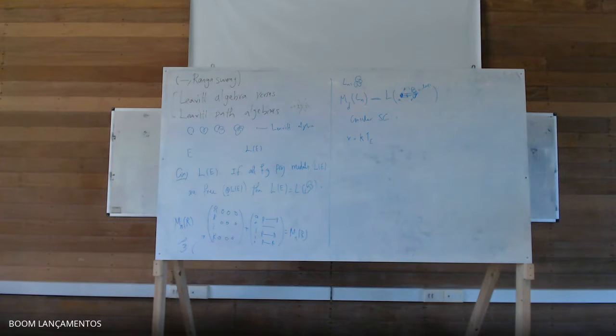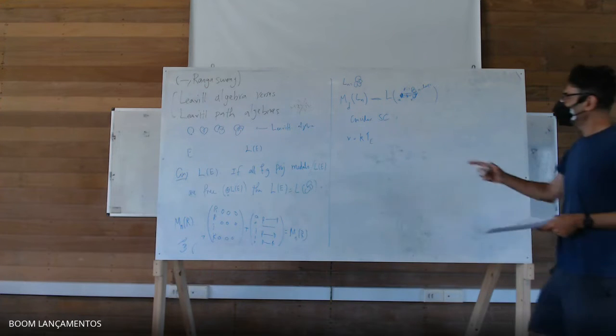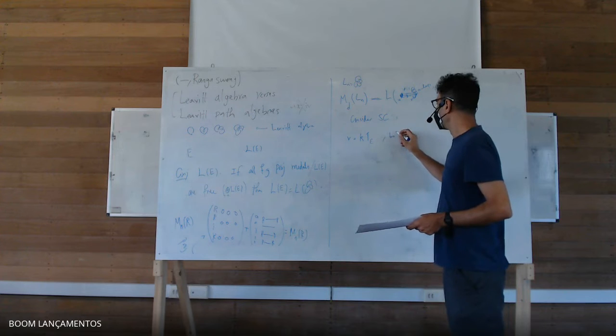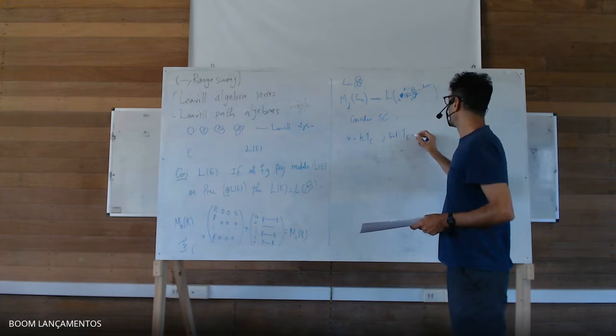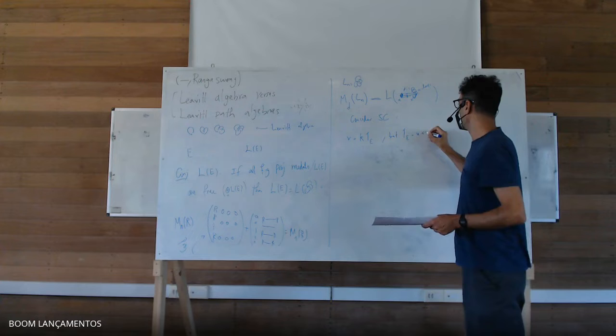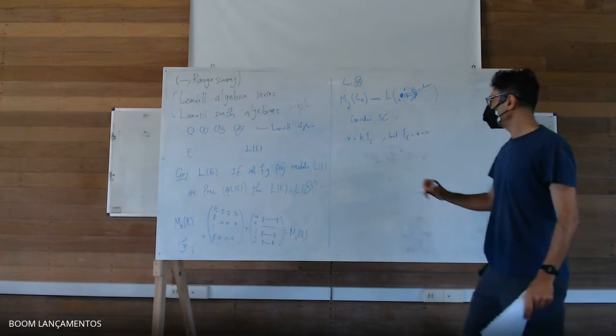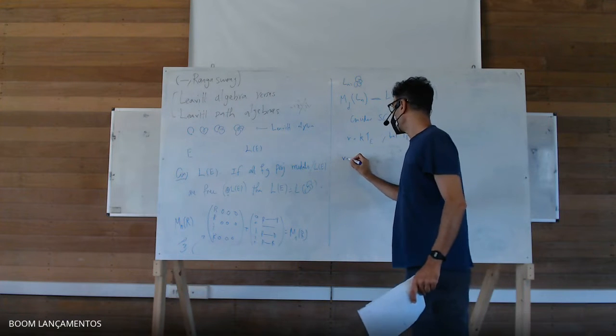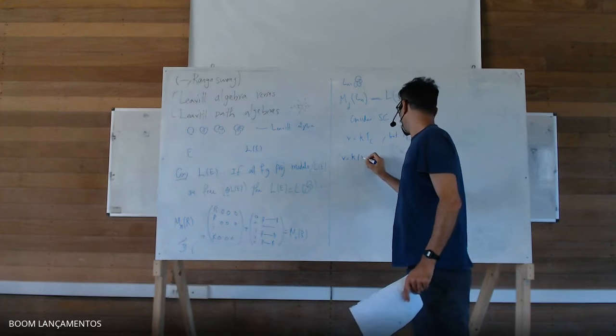Now, it's a bit of computation. I'm going to go through this, hopefully I don't get stuck. But what is 1e? 1e is just the sum of the vertices, u plus v. So I'm in the situation that v has to be some k copies of u plus v.